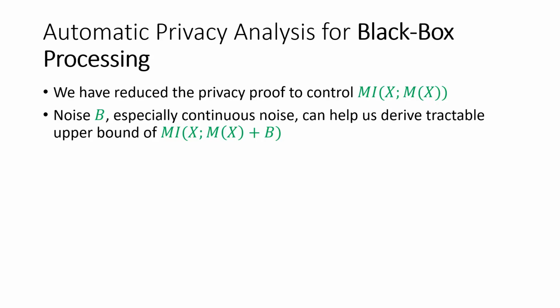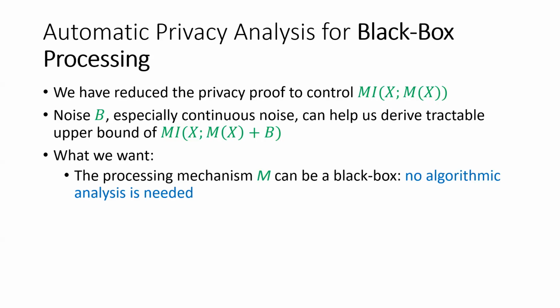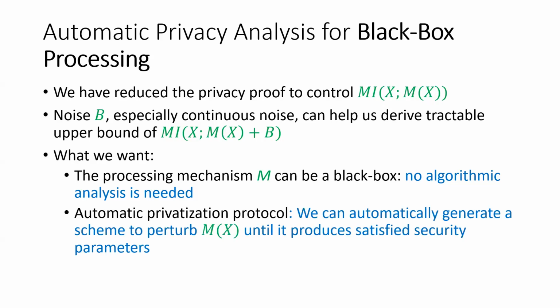We need to add some continuous noise to enforce the output to follow some good shape. For example, when we add some Gaussian noise, it just means your output distribution will become captured by a Gaussian mixture model. What we want here is we don't want to do any algorithmic analysis of your processing function, or any modifications to the processing function. We just want this automatic protocol to tell us how much noise we need to add until we can produce our required privacy guarantee.